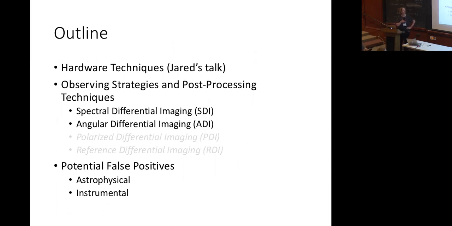Let me give you the outline of my talk first. I added one slide in just a second. Essentially, Jared just talked about all the hardware techniques that we use to directly image planets. So I'm going to talk about how we use observing strategies and post-processing techniques to get the extra few orders of magnitude in contrast that we need in order to see the light directly emitted from giant exoplanets. And I'll talk about how, once we do see a signal, we separate potential false positives from real planets. Those come in two different families: astrophysical false positives, and instrumental false positives.